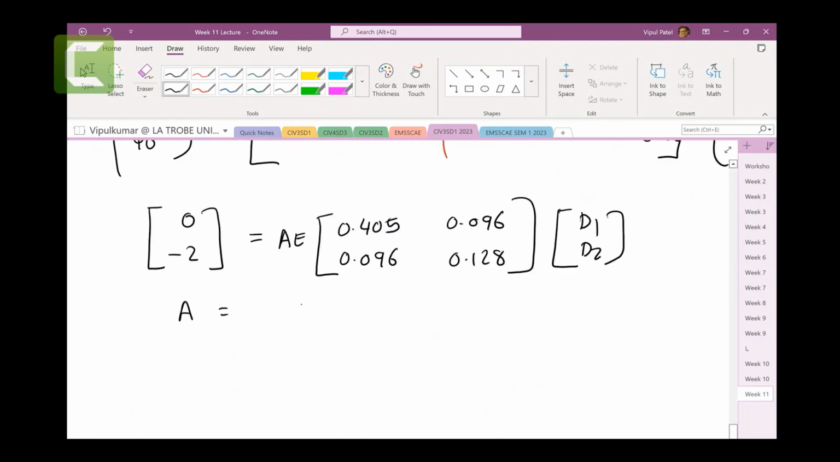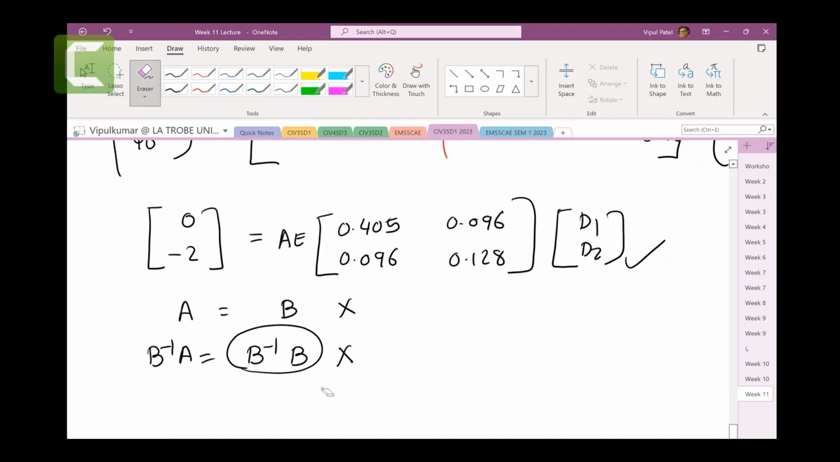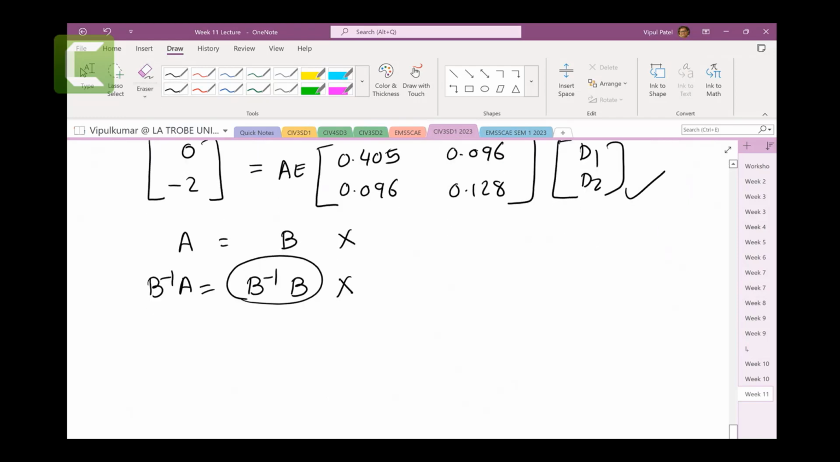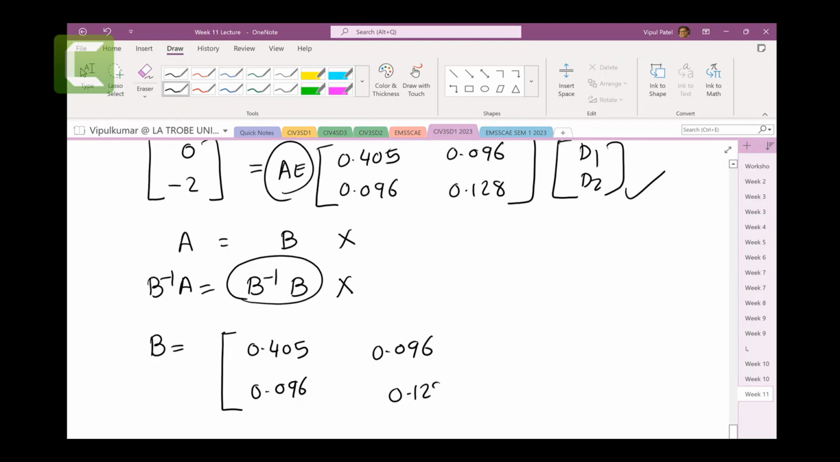A equal to Bx. You can see this is the unknown X value in this matrix. So if I do B inverse times A equal to B inverse B times X, that becomes 1, or it becomes nothing, right? You can cancel those. So we need to find B inverse. Your B equal to 0.405, 0.096, 0.096 and 0.128. I just ignored this AE at the moment because it's constant, so no need to worry. So for that, we need to find the determinant of B.